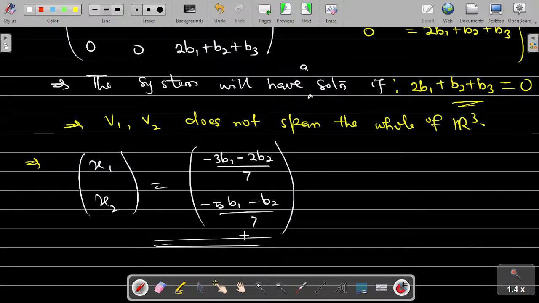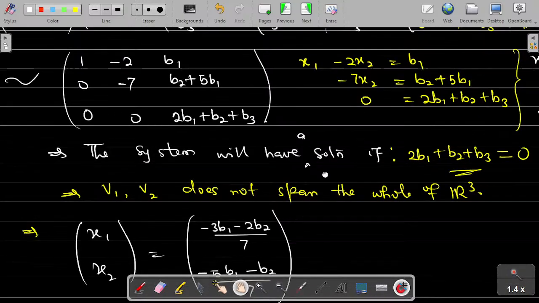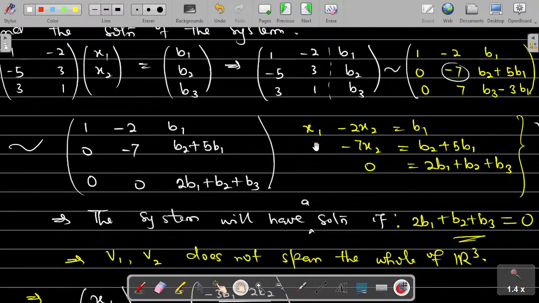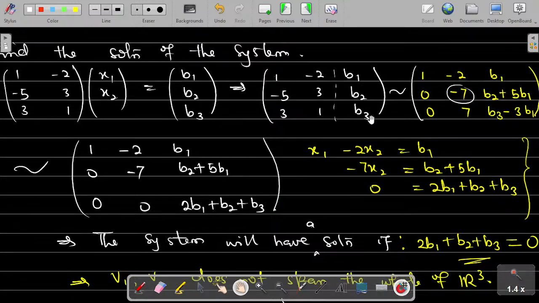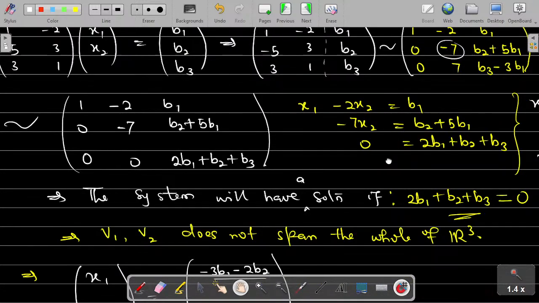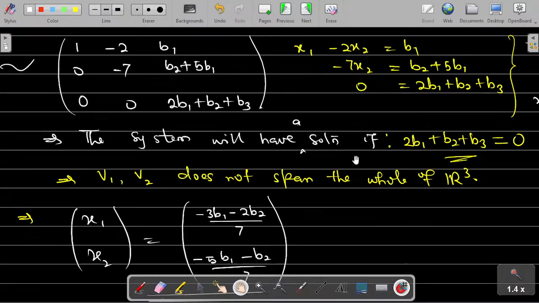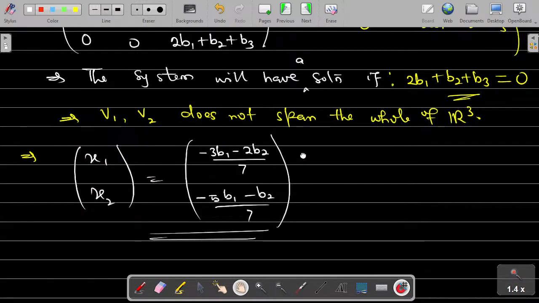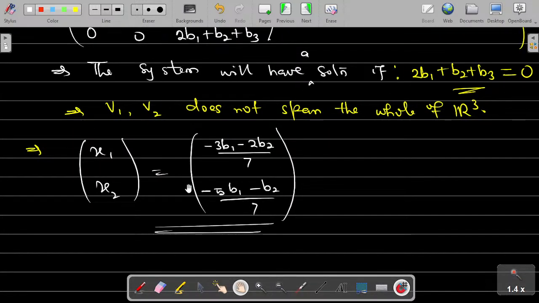Okay, and that's the solution to this problem. So in other words, what we're supposed to do here, because of our space, we can just write the row reduction up to this point, and then maybe up to this point. So solve here and then get this. When we get that, we state that the system will only have a solution if this is equal to 0, and that means that v1 and v2 span not the whole of R3, and then we just state this solution.